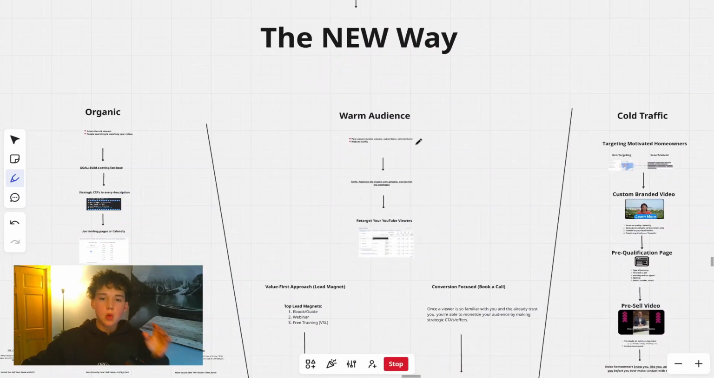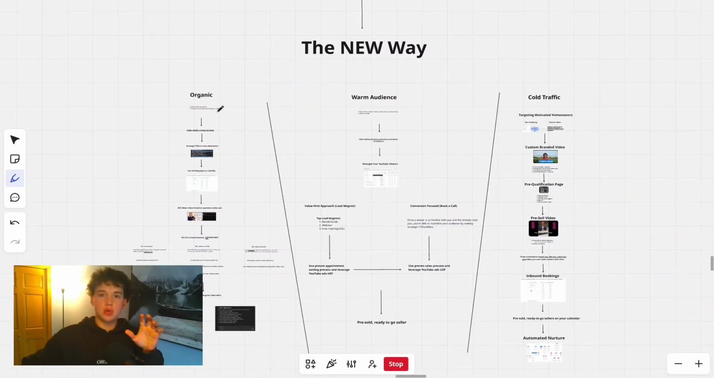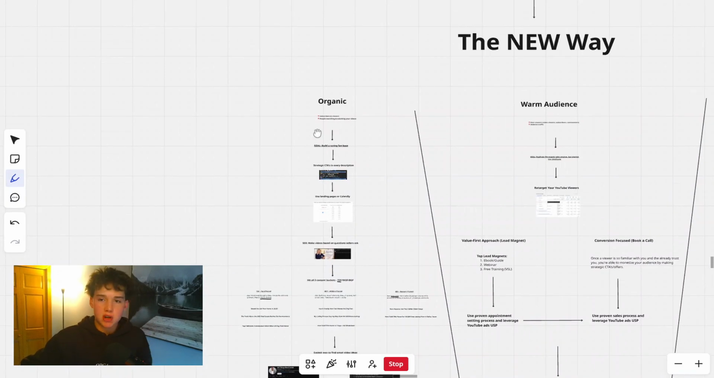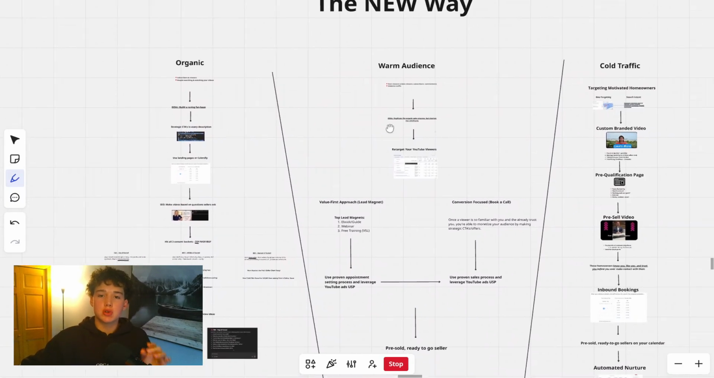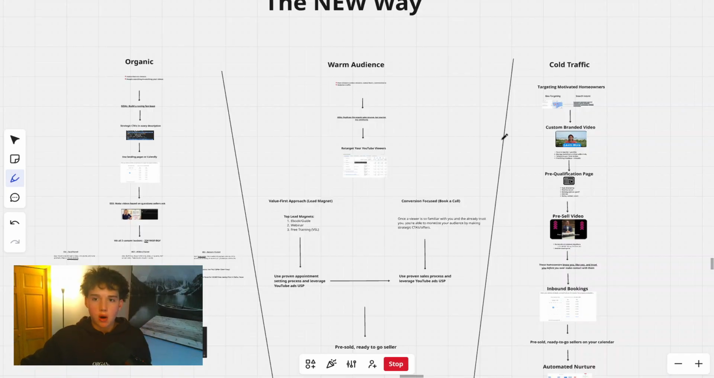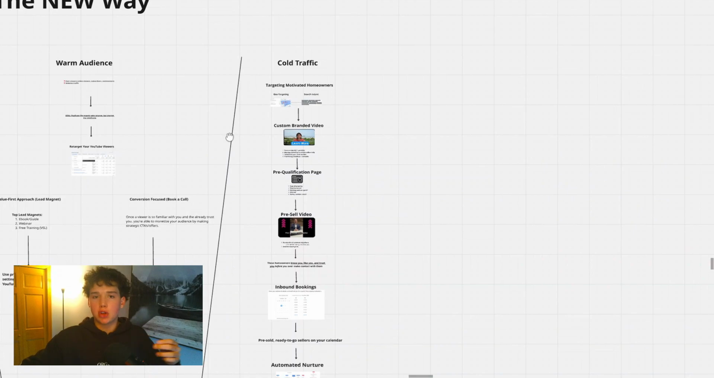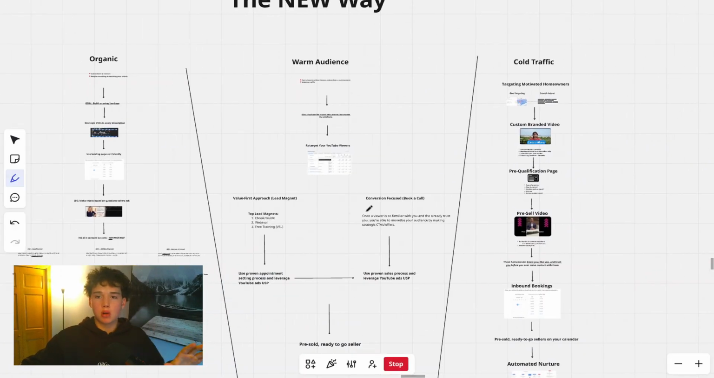Now, the new way, what I'm going to show you, is you combine all three of these. You combine organic, which is having a presence on a social media platform, which is what I'm going to show you. Use warm audience, so retargeting your current audience. What we're going to focus on is the cold traffic, so someone who's not familiar with you already. I have other videos breaking all of this down, but what we're going to focus on is this.